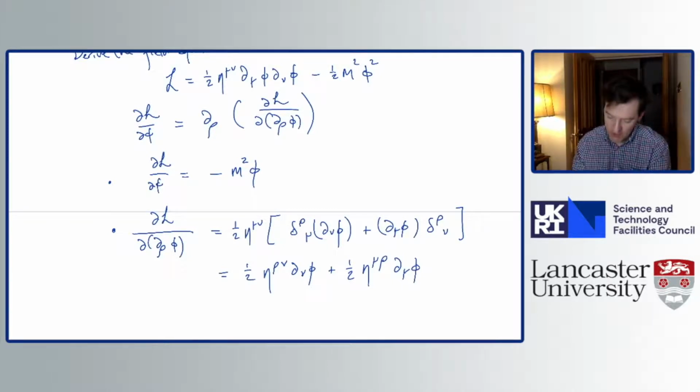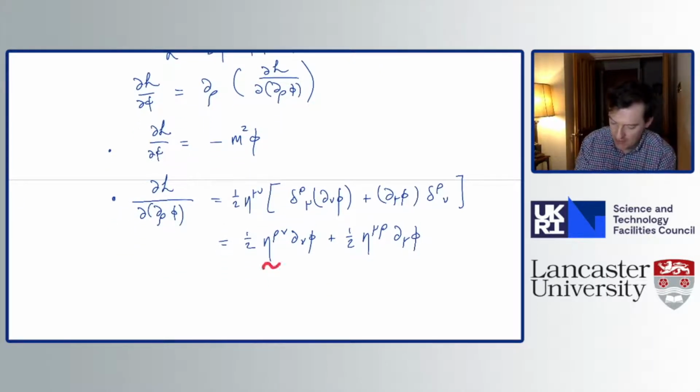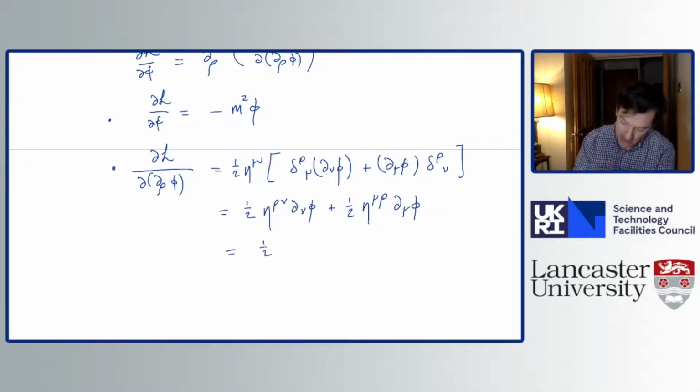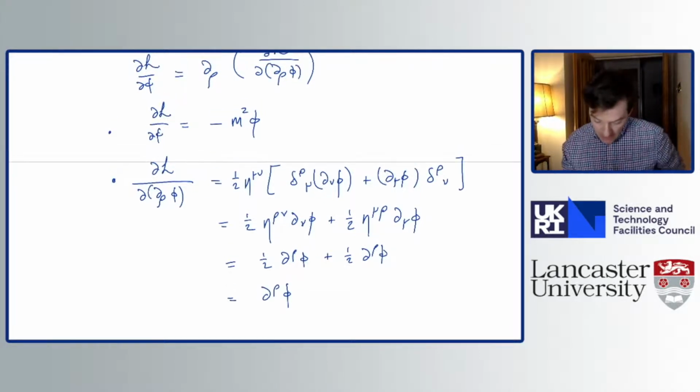And then, of course, our metric, this eta symbol, I can use it to raise and to lower indices. And of course, it's symmetric. So eta rho nu is the same as eta nu rho. So the order of the indices doesn't matter. It's a symmetric function. Okay. Let's use that to raise both indices. So I get a d rho phi plus a half d rho phi. In other words, I just get d rho phi. Okay, so that's what I get when I differentiate this Lagrange density with respect to d rho phi.